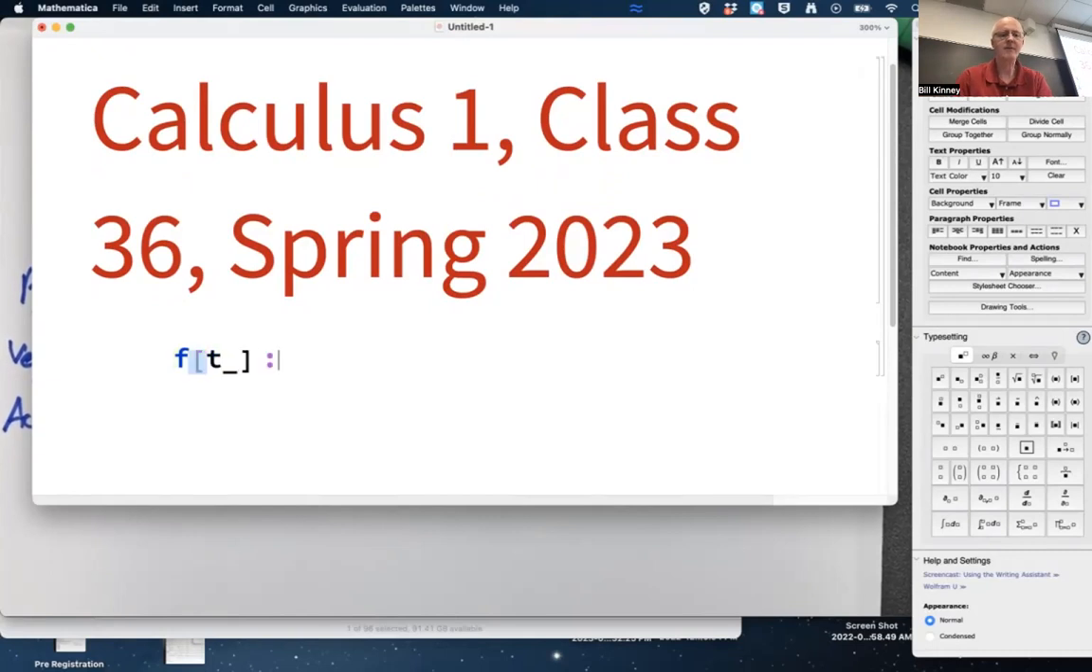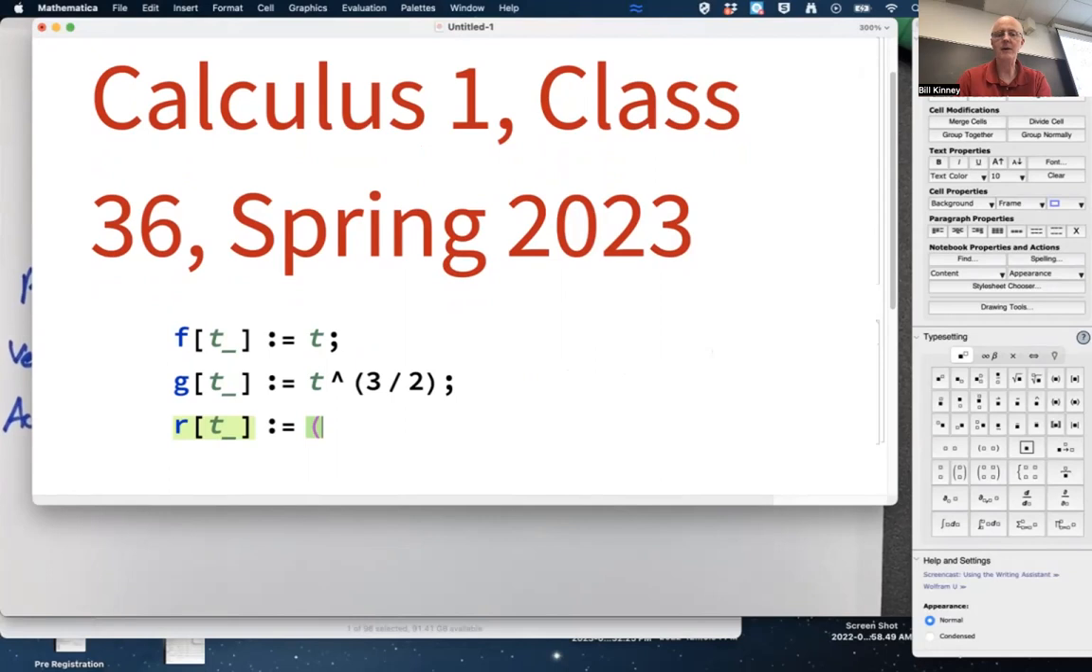I will go ahead and define my functions. f of t is t, g of t is t to the 3/2. Those are scalar valued functions. The outputs are real numbers. r of t is a vector valued function. The output is a vector, which in Mathematica, you don't want to use parentheses. You don't want to use pointy brackets. You want to use curly braces. It's just the way Mathematica does things. But I'm putting f of t and g of t into the components of that, so to speak.